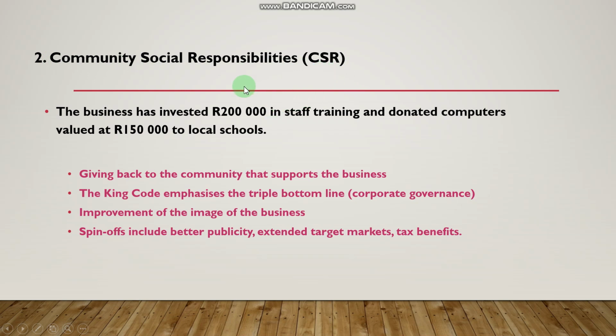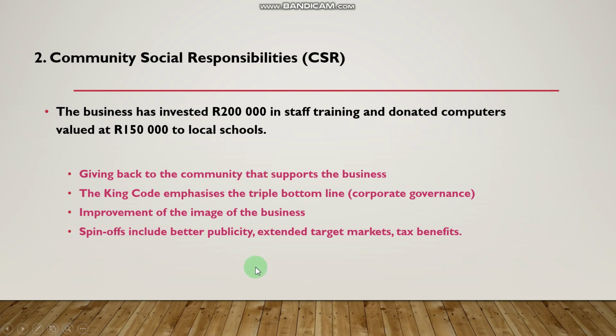Now, simply what does that mean? According to the King Commission, a company has to focus on the community as well. They need to give back to the community. They need to look at other factors besides just profitability. So I've got an example here. The business has invested 200,000 in staff training and donated computers valued at 150,000 to a local school. The question would ask you, why did they do this, right?